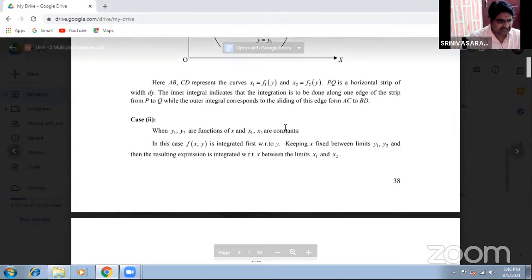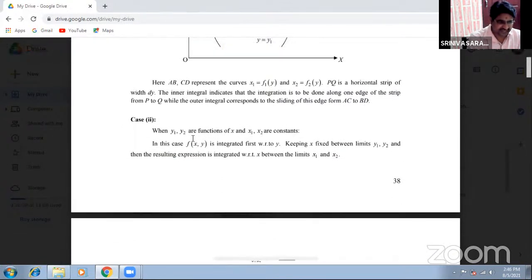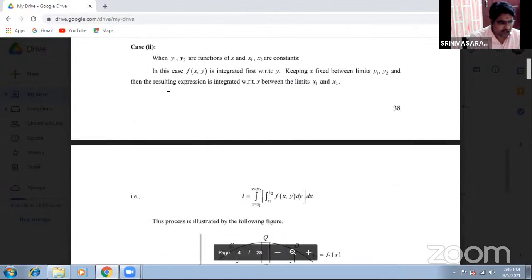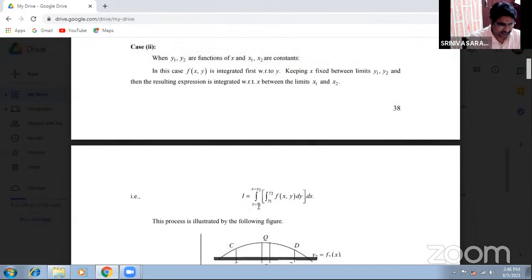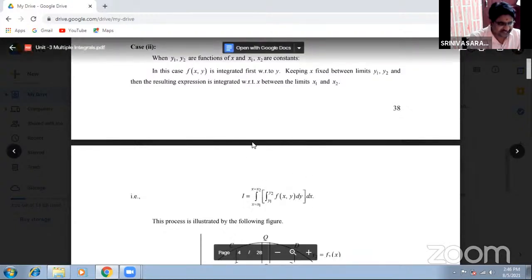Now for the next case, x1, x2 are constants and y1, y2 are functions. How do we solve this? I equals the integral where the x part is taken outside, x from x1 to x2, and first you solve the y integrable function. Then the entire expression is converted into an x part, and you solve the other integration with respect to x, that is the integral of x from x1 to x2 of dx. This is the second case.